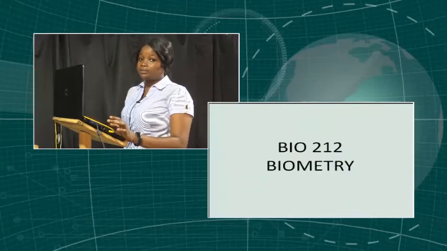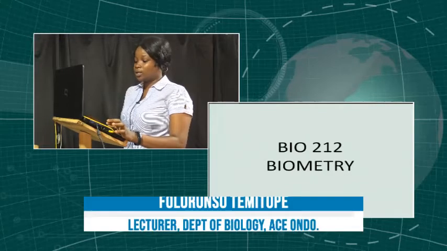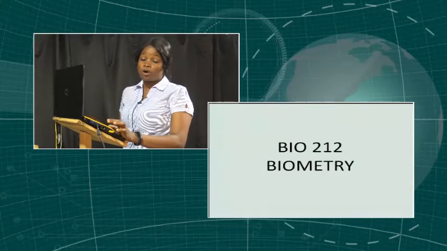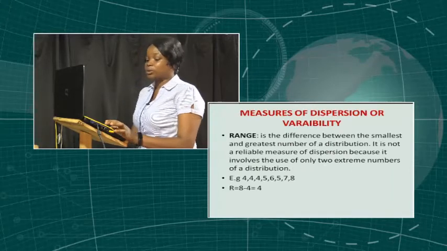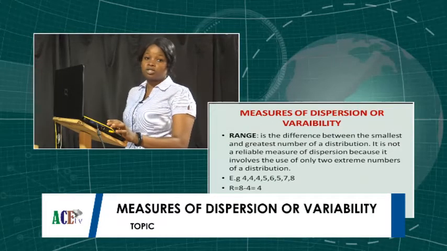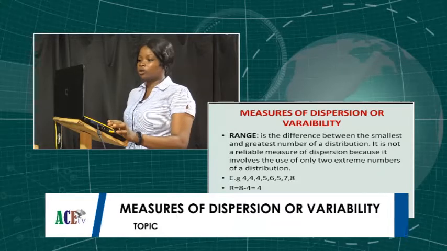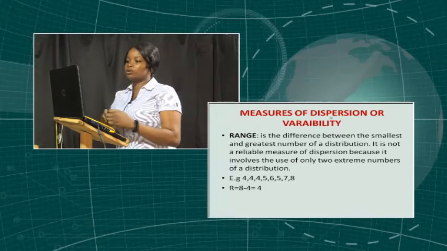Hello everyone, welcome back to class. I hope we have a very lovely day. From the previous class, we talked about the measures of central tendency, and I hope we have gone through the notes. Today, we are going to be talking about measures of dispersion or variability. And I want to tell you that if you do not understand the first aspect, that's the measures of central tendency, it will be difficult for you to grab this one. Now, let's look at what we have in measures of dispersion or variability.